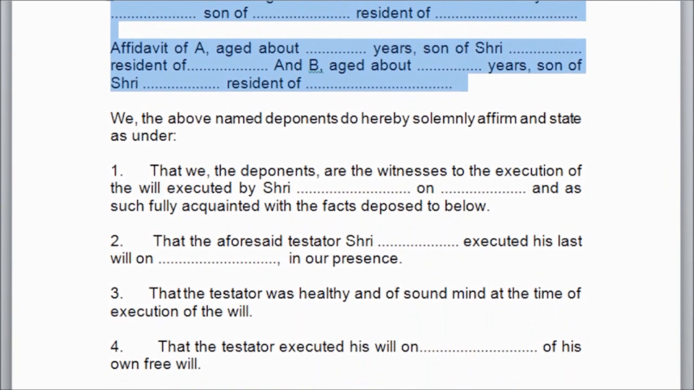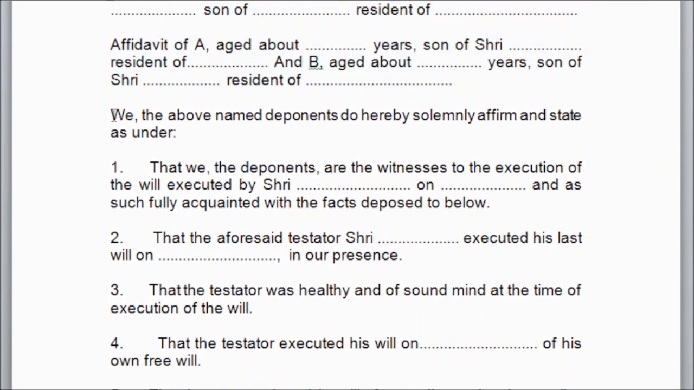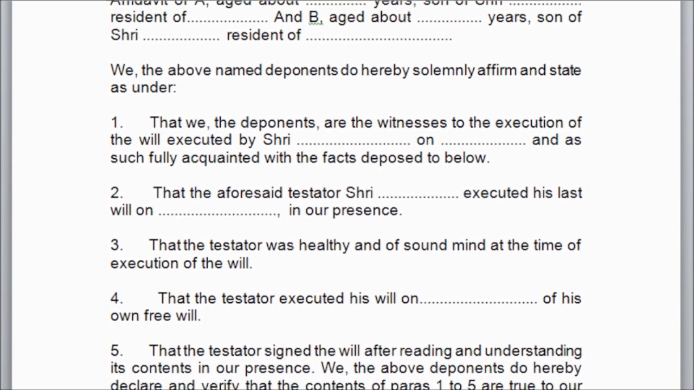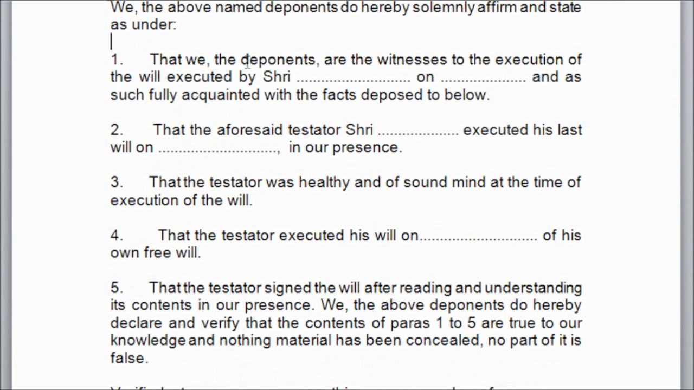Now you can see here the affidavit starts. The above named deponents, the persons who have given the affidavit, do hereby solemnly affirm and state as under. What they are stating is that we, the deponents, are witnesses to the execution of the will. They are saying that X, the father, has executed the will and they have seen that. They are the witnesses for that execution.